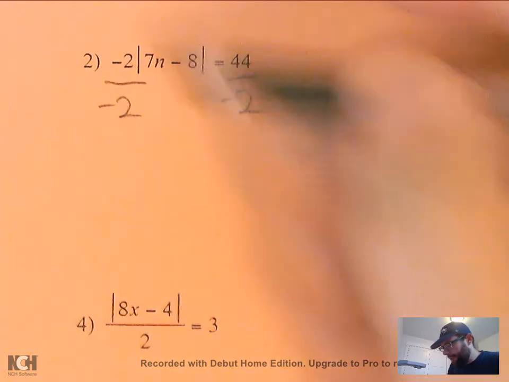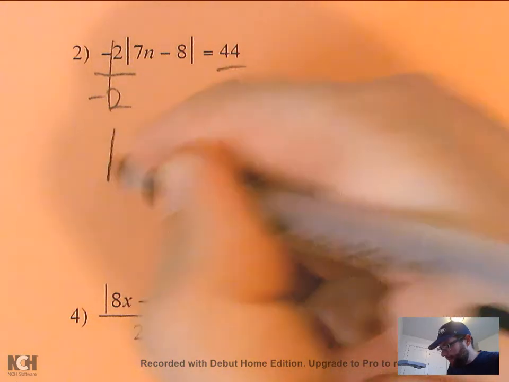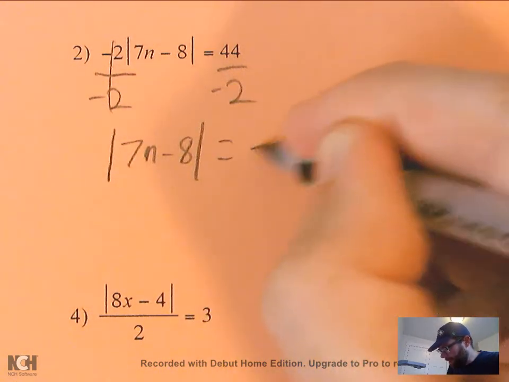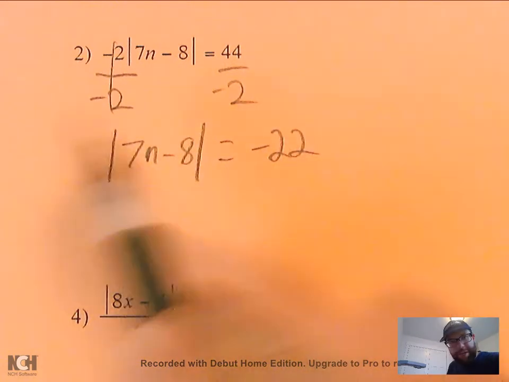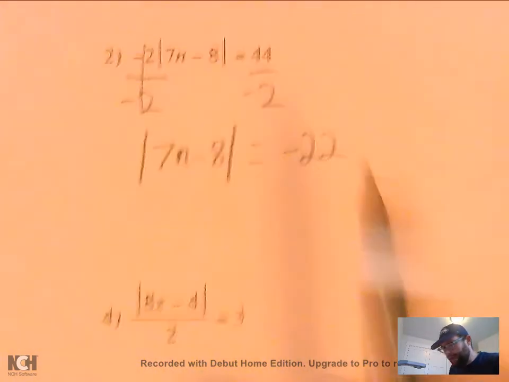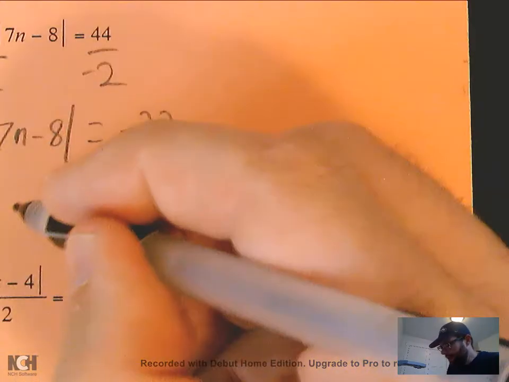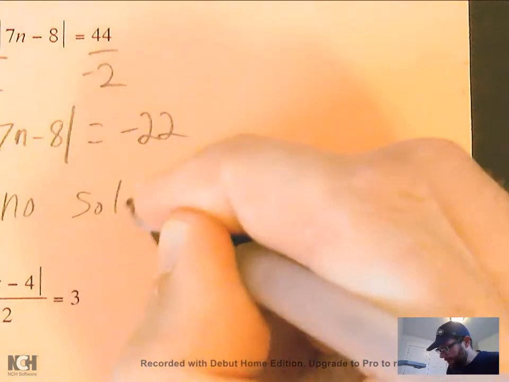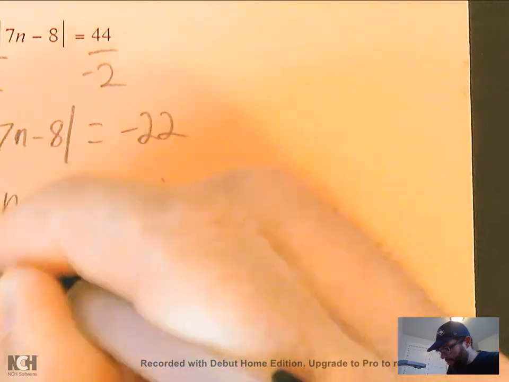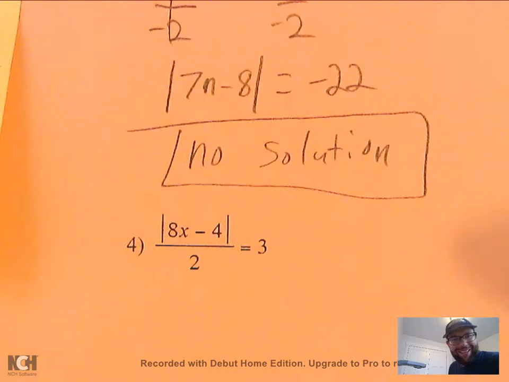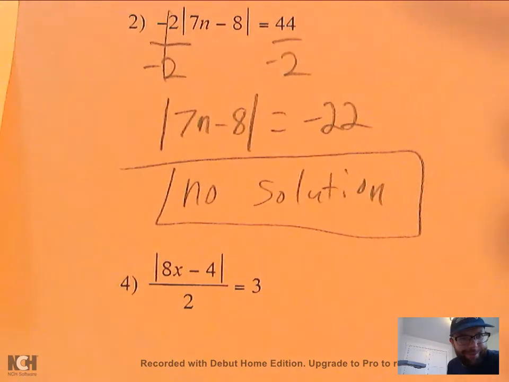Now, when we divide by negative 2, it cancels out here. You're left with the absolute value of 7n minus 8 is equal to negative 22. So the absolute value is by itself. It's equal to a negative number. If it's equal to a negative number, there is no solution. So I don't do anything else. I'm done. There is no solution to that. This should be like your favorite problem because this is less work, right?